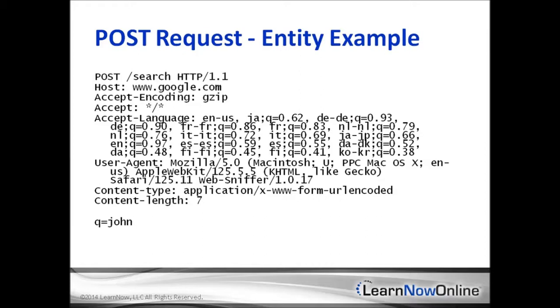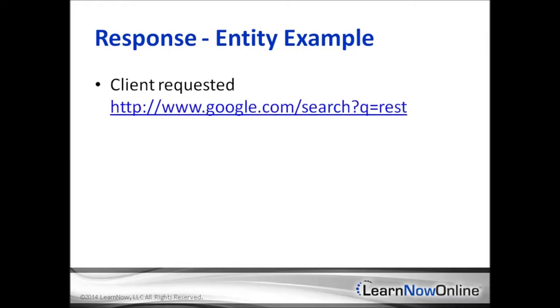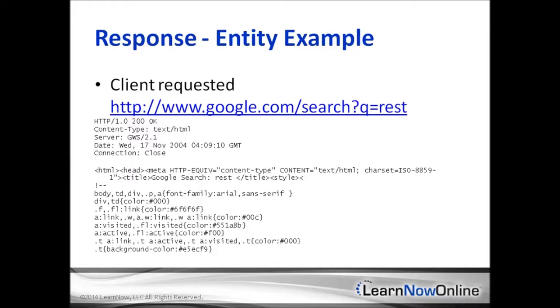The languages are in order of preference. The user agent information basically is client information. This is who is requesting this, or actually sending this. And then the content type is basically a form, is what's being passed. And there's my length on the content that's being sent. And you'll notice that the content is very, very simple. It's just a field called Q, and its value is John. Easy squeezy.